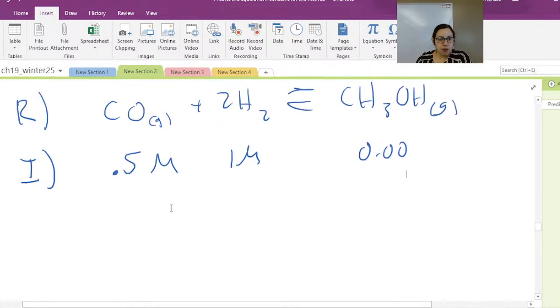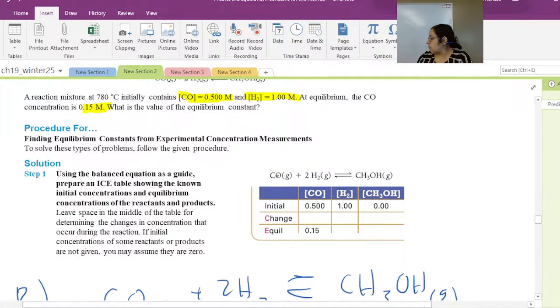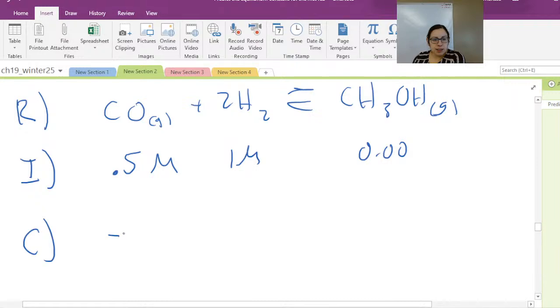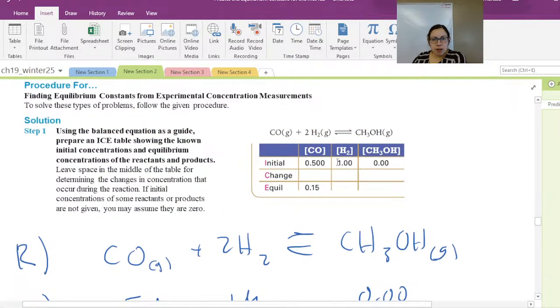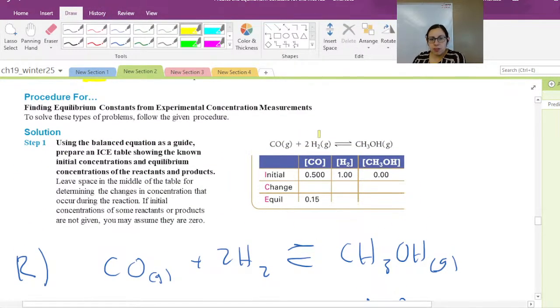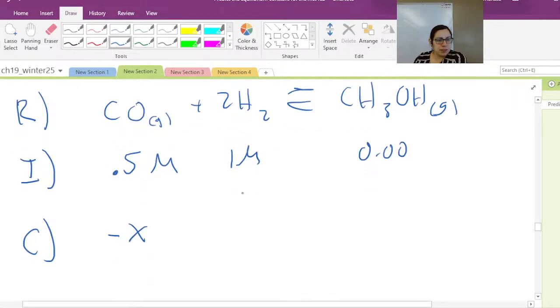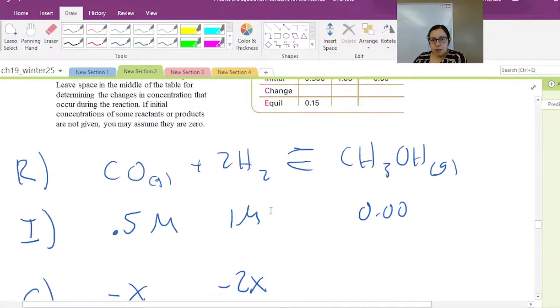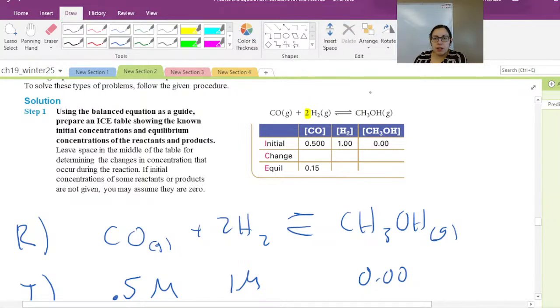And so then let's get into our change. Now we're saying how much is being consumed. If we look at our equivalents, this is one equivalent, so this will be consumed by X amount. We don't know what X is. It'll be minus X. Then our H2, well, now we know that there's 2 of them, so they'll be consumed at twice the rate. So that will be minus 2X. And then whatever our change is, we'll make 1 equivalent of X there for our products.